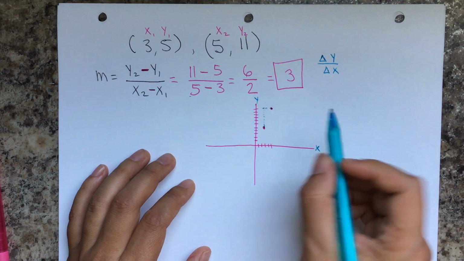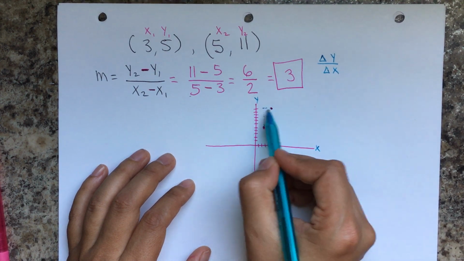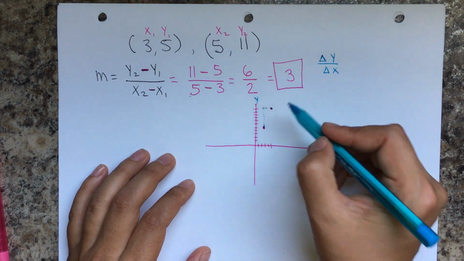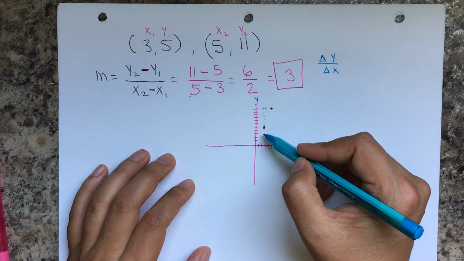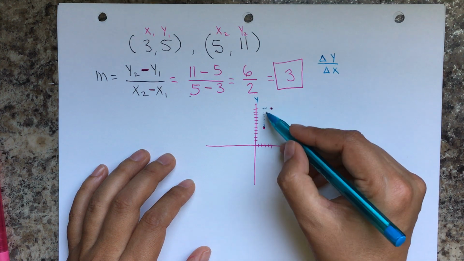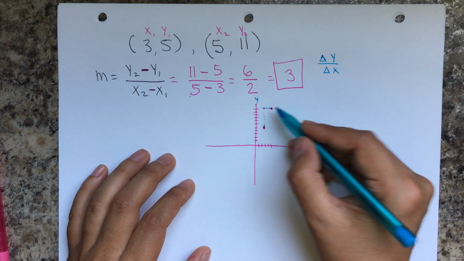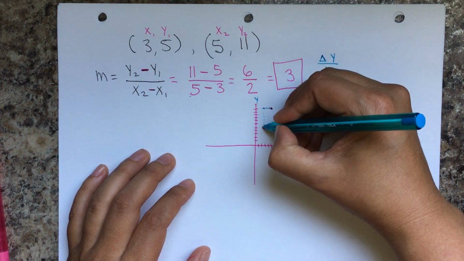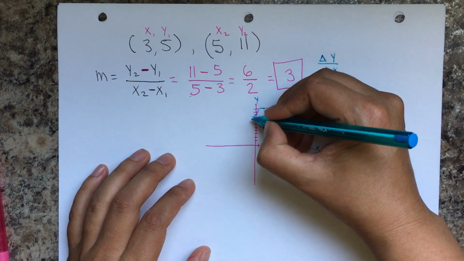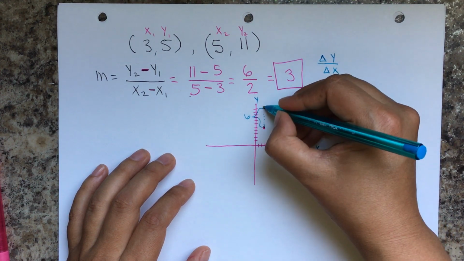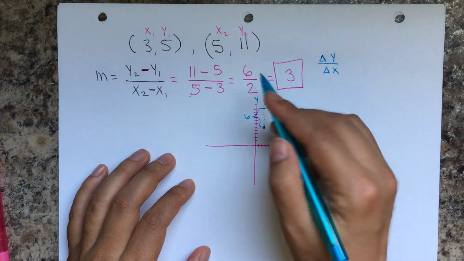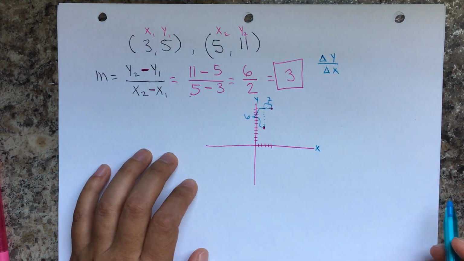And the change on x means how many spaces do I need to go there? So it's going to be from 3 to 5, so it's going to be 1, 2. Okay, so basically that's the slope. This is equal to 6. This is equal to 2, but 6 divided by 2 becomes 3.